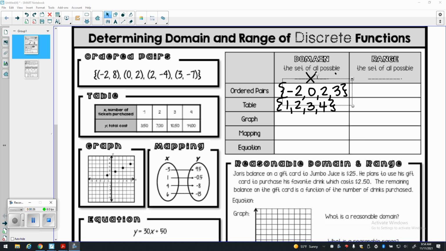Now, what you need to do, since it's discrete, is you need to do your squiggle, and you need to list your x values from least to greatest. So you're going to read it just like you would read a graph. Guys, look at me. We read a graph coming from left to right, correct? That's how you read a graph.